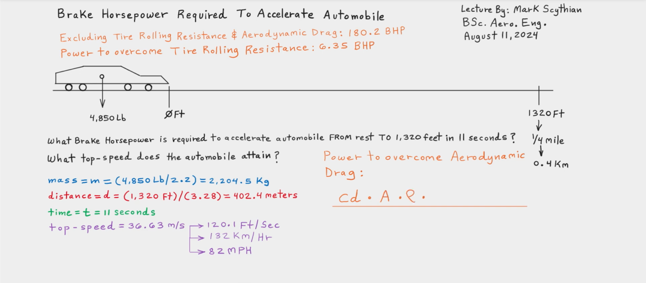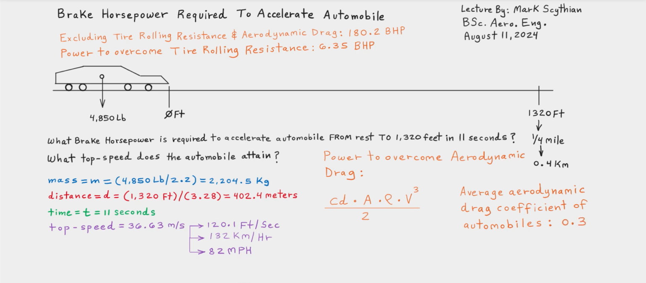So we can use the standard equation, watts power required to overcome aerodynamic drag, which is the drag coefficient of the car times the projected frontal area times the air density times the final velocity cubed divided by 2. So to set this equation up properly, we can use the US system of measure, but we need to apply the average aerodynamic drag coefficient of automobiles in general, and that is approximately 0.3 on average.